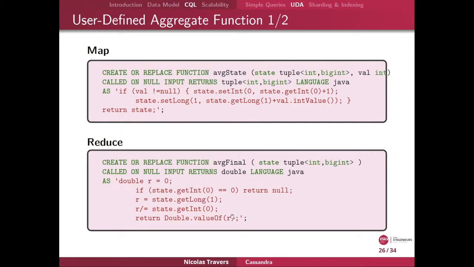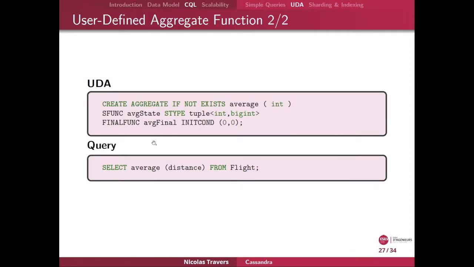So it's an average. And then we create the aggregate function, which is a UDA, and the UDA gets an integer as input, and it gives as output a value, which is an average. And now we can use inside the SQL query the average of the distance.